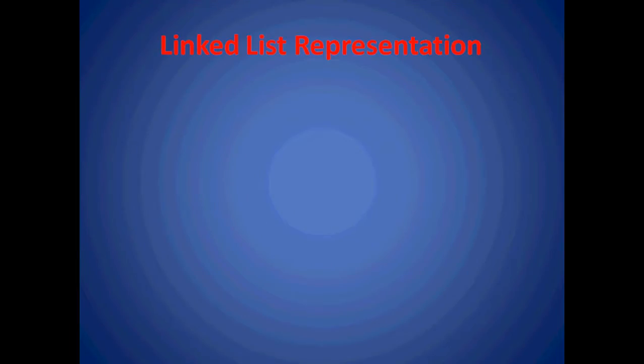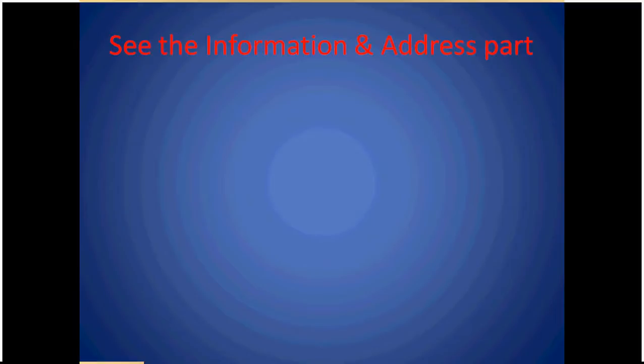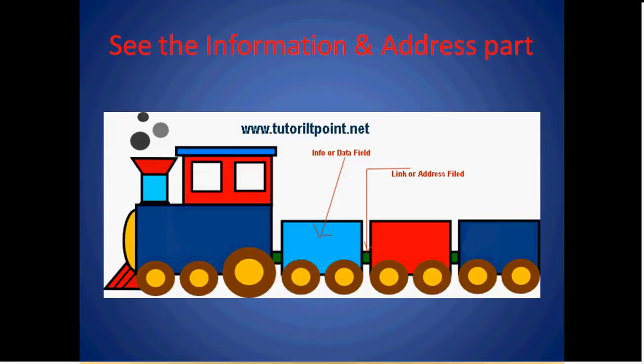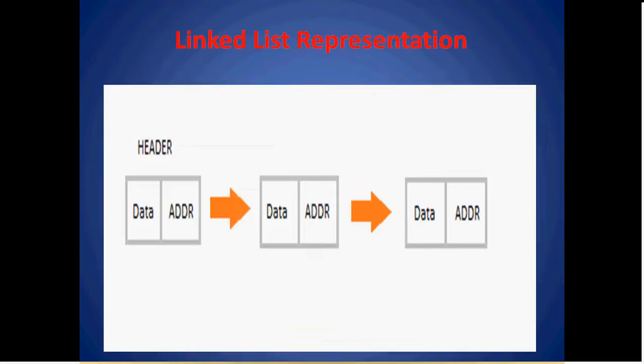How do we represent a linked list? This is a real life example of representing a linked list. See the information and address part over there. As we can define, a train is a combination of different coaches, and if I replace coaches with nodes, I can define a train as a group of nodes. The first arrow indicates the information part of the first node and the second arrow indicates the link part of the first node, which joins the first node to the next node.